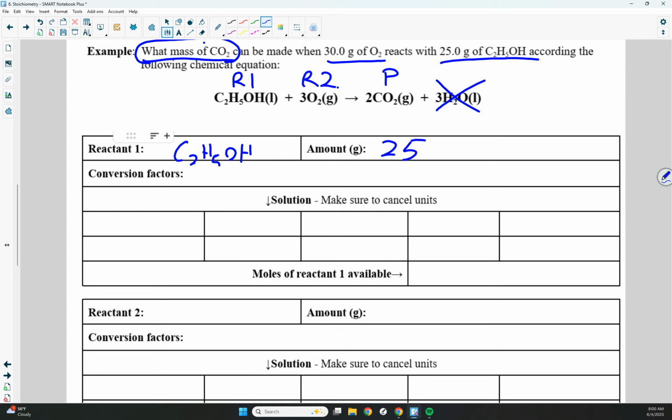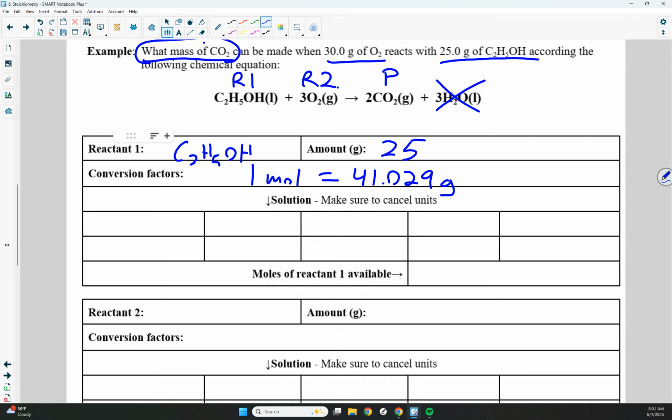And my conversion factor that I'm going to use, because we're going to have to convert from grams of ethanol to moles of ethanol, is going to be the molar mass of ethanol, which is 41.029. And that is grams. So 1 mole of ethanol has a mass of 41.029 grams. So that's going to be my conversion factor.